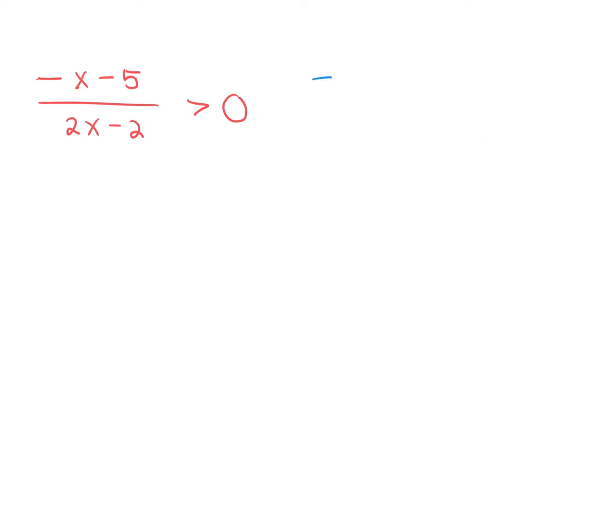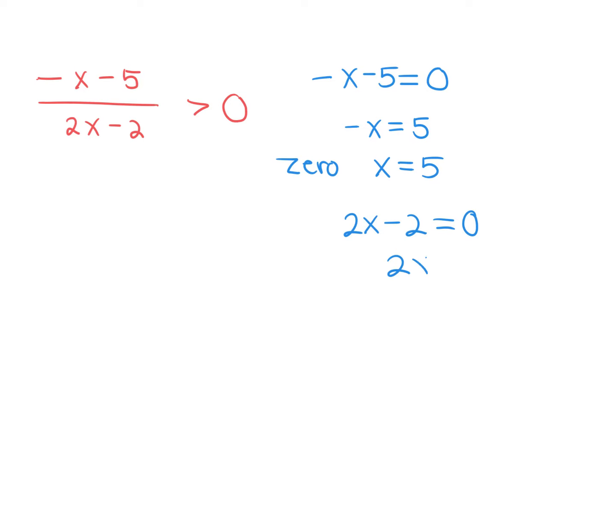First, we're going to set the negative x minus 5 equal to 0. So we'll get negative x is 5, so x is 5. That's a 0. Then we have 2x minus 2 equals 0. 2x is 2, so x is 1. This is a vertical asymptote. Then we're going to check our values around these.